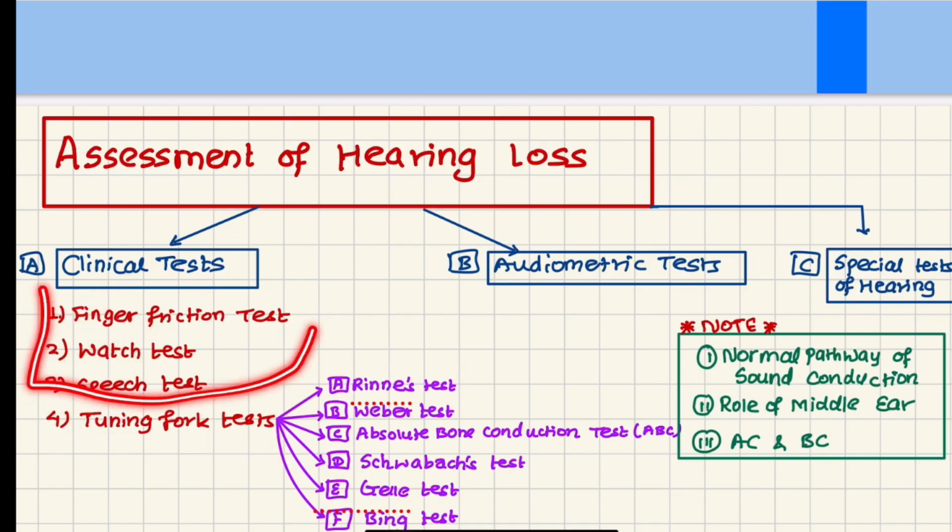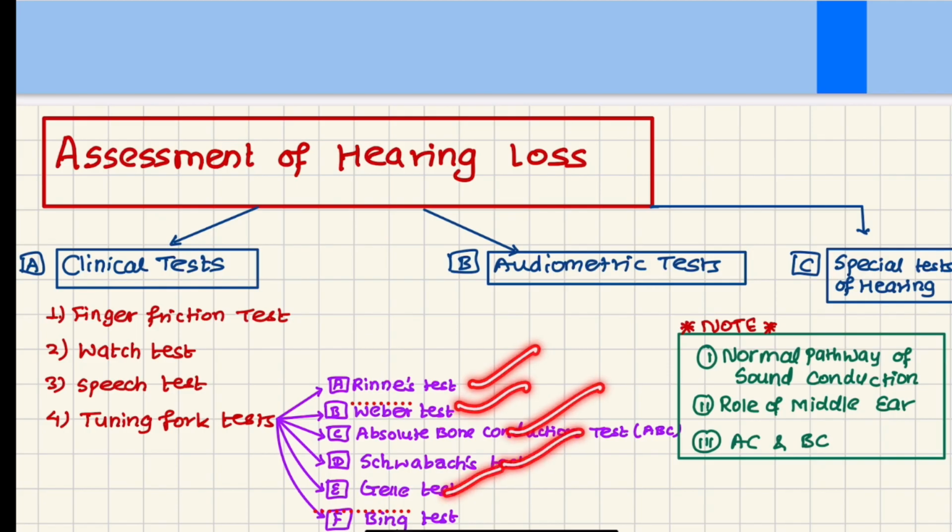These three tests are not performed these days in clinical practice as compared to the tuning fork test, under which come six tests: Rinne test, Weber test, absolute bone conduction test, Schwabach test, Gelle's test, and Ping test. We will be dealing with Rinne's test.